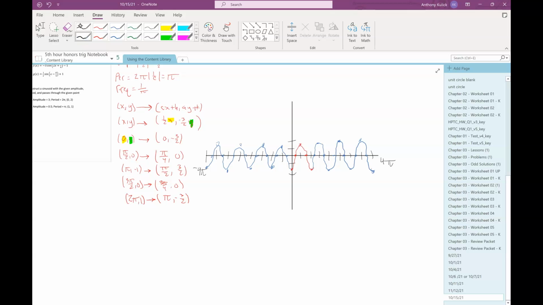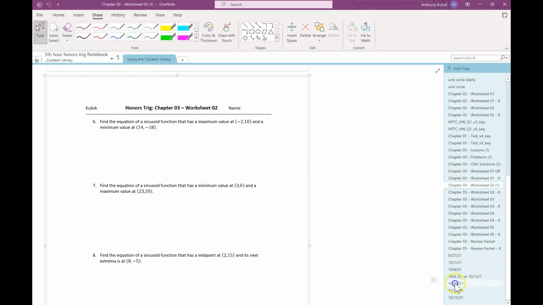Mackenzie, are you happy with what we did there? You're welcome. Any follow-ups on this one before I move on to Evan's question? Okay. Evan, what's up? I'm confused about the period for number 9 on worksheet 2. Okay. Oh, we already have this one.